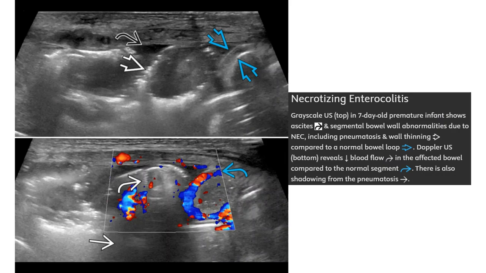Ultrasound in a 7-day-old premature infant shows ascites and segmental bowel abnormality due to NEC, including pneumatosis and wall thickening compared to a normal bowel loop. Doppler ultrasound revealed decreased blood flow in the affected bowel compared to the normal segment. There is also shadowing from the pneumatosis.